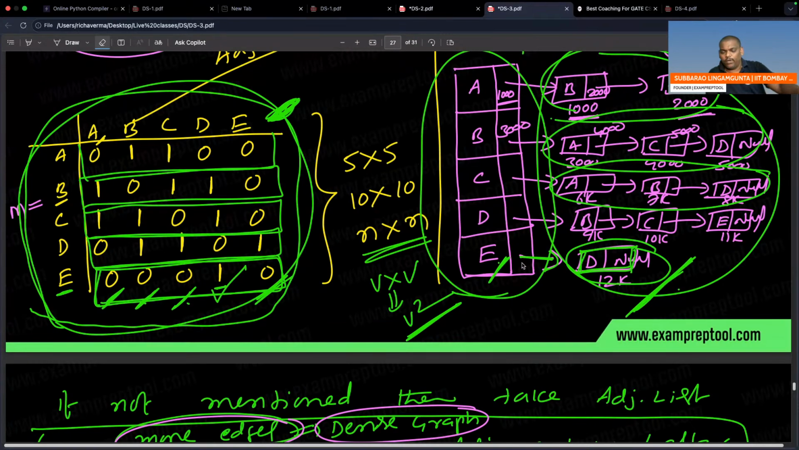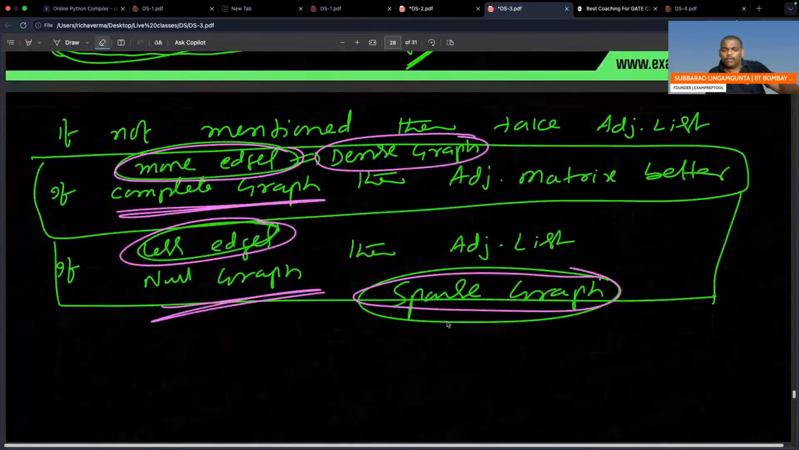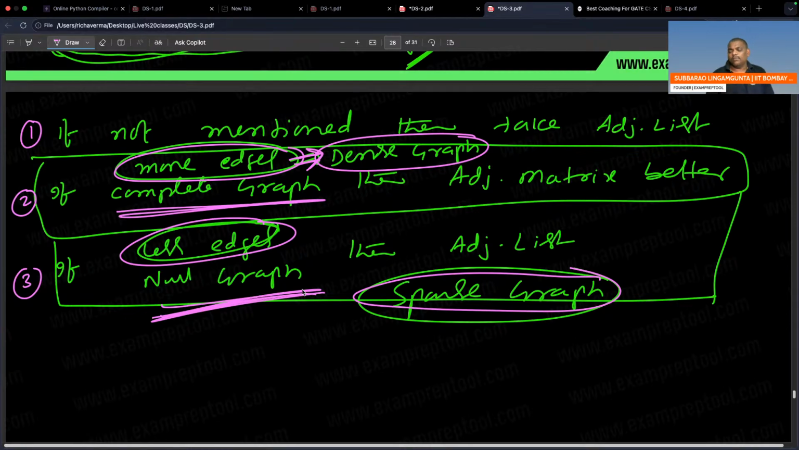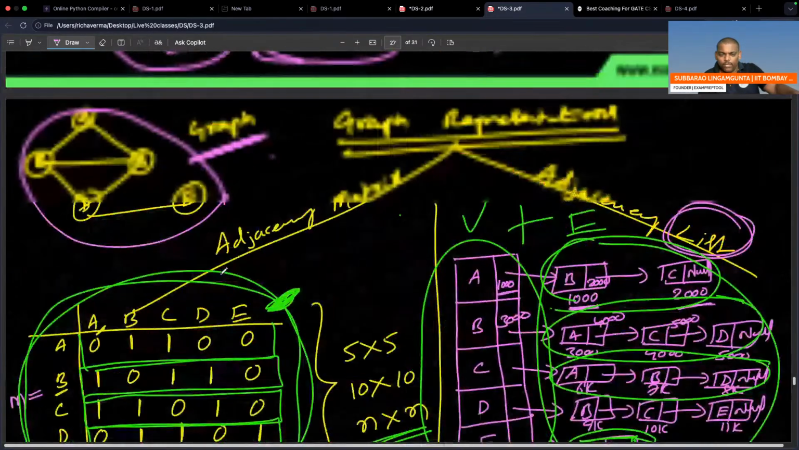Fine. Can we go further? So I am writing 3 points. Let me mention the 3 points: number 1, number 2, number 3. More edges: remember, more edges means more density. Sparse graph: if the graph contains less edges, something like a null graph, then adjacency list is better. Now come back and see.